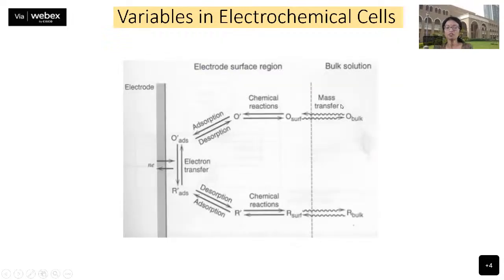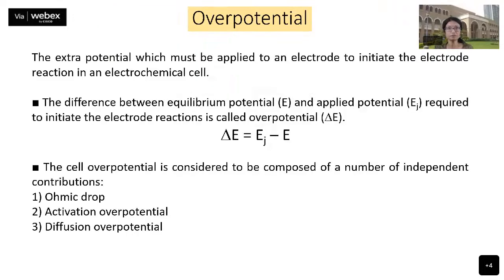So if you see, there are a lot of things happening in the electrochemical cell when the electrolytic reaction is occurring. In the bulk solution, you have the mass transfer. Then in the electrode surface region, you have chemical reactions. You have adsorption and desorption happening. On the electrode surface, there is electron transfer which is occurring. So all these different things need to be considered when you are talking about an E cell.